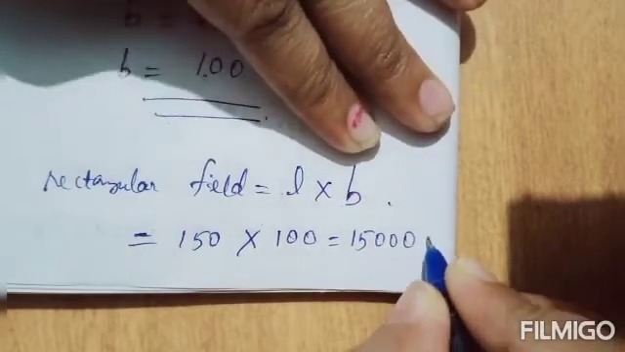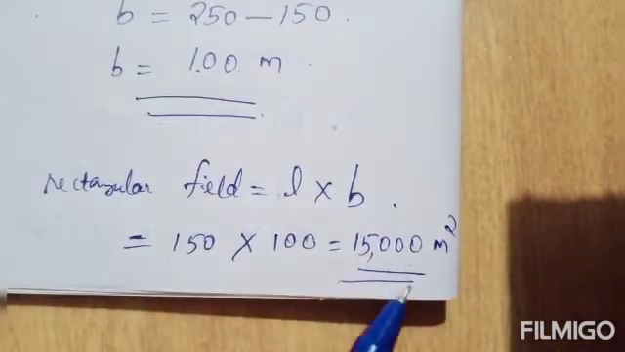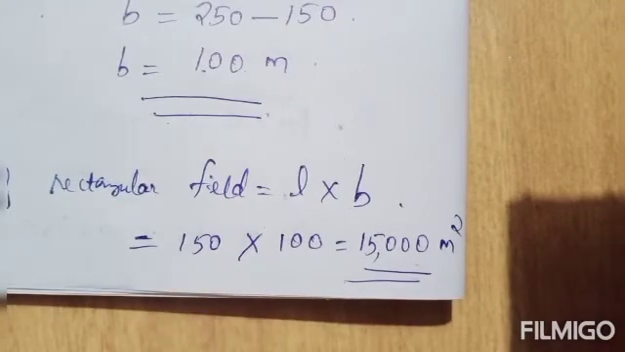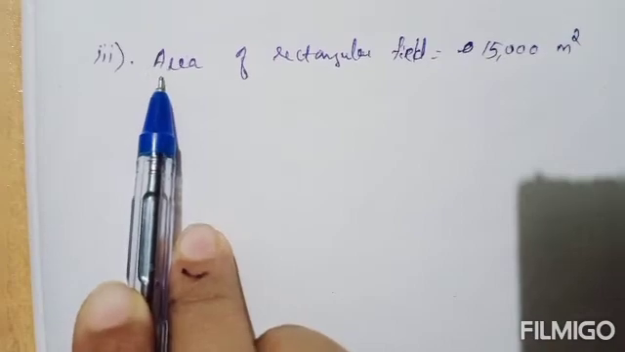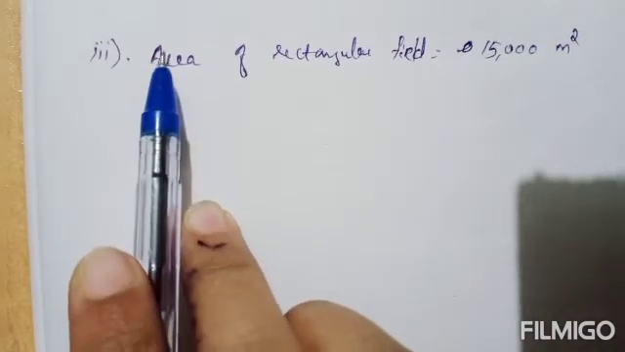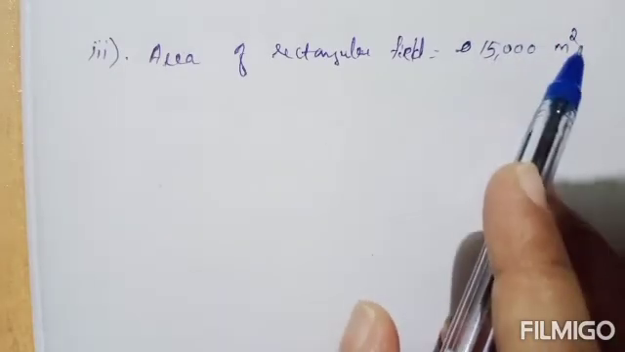15,000, unit will be meter square. Okay, 15,000 meter square is its area. Third one, cost of plowing the field at the rate of rupees 1.20 per square meter. So plowing, you know, is done on its surface, so you have to know its area. Okay, so the area of the rectangular field we found is 15,000 meter square.